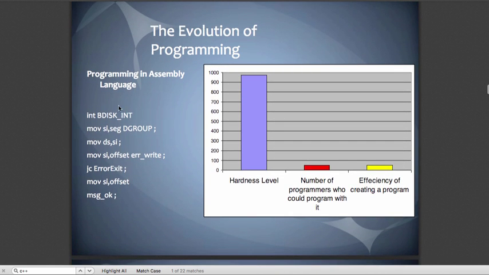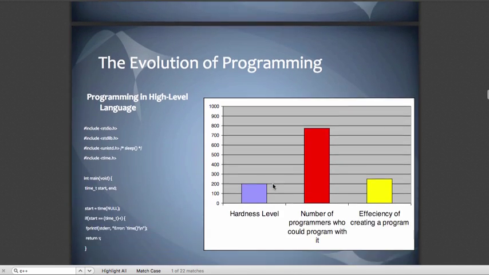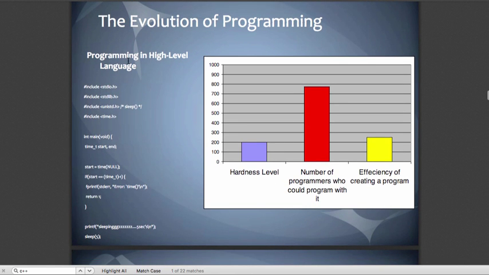We then figured out that we could program with some words called assembly language. It was still really hard to understand. Not many people could program with it, and it wasn't very efficient. Then came the idea of a high-level programming language. It was suddenly much easier to program. Many people could do it now, but it was still not as efficient as it should be.